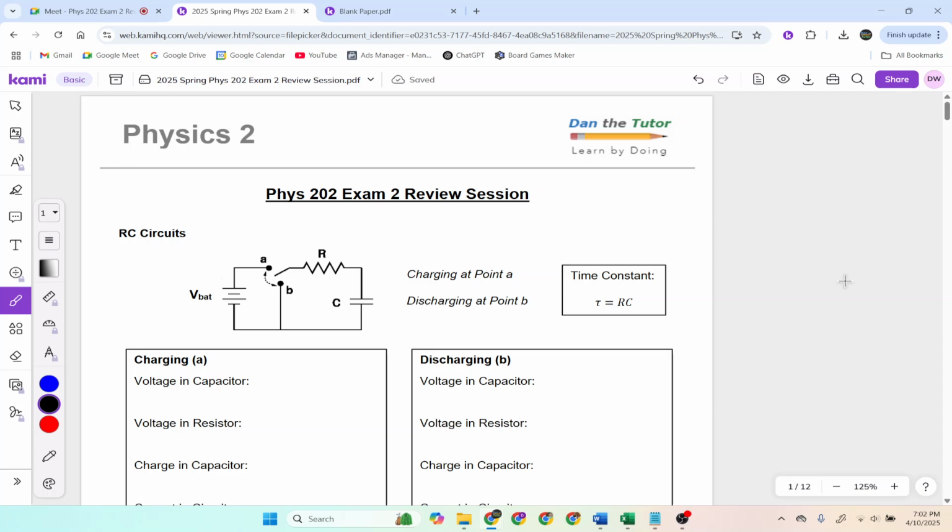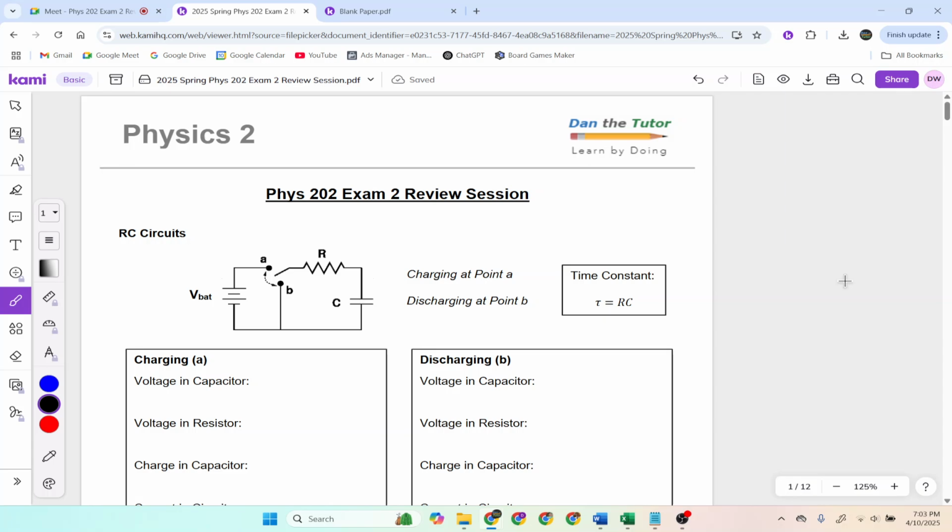Let's go into our first topic, which is RC circuits. I believe I covered a little bit of RC circuits in the first exam review because we were unsure if that would be on that exam or not. It turned out that it was not on that exam. It's going to be on this one. So a lot of this will be review from the notes, but I made sure to include all new questions compared to what we had on the first exam review.